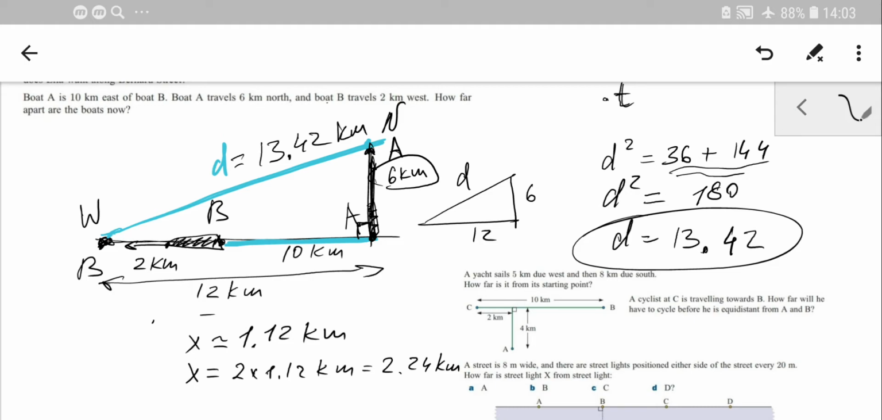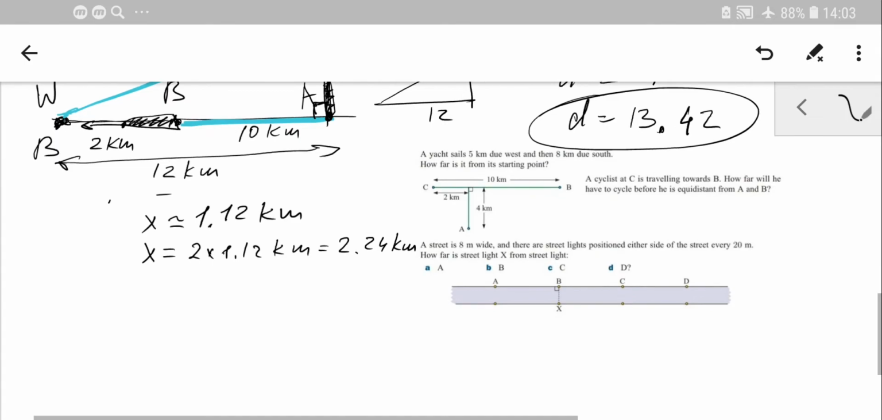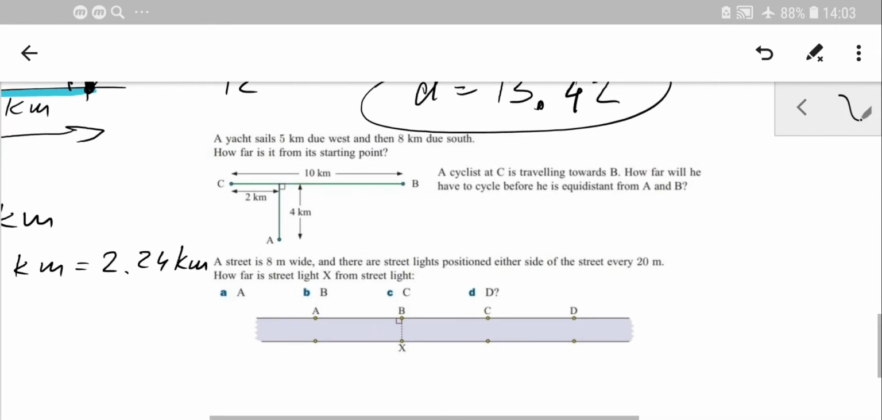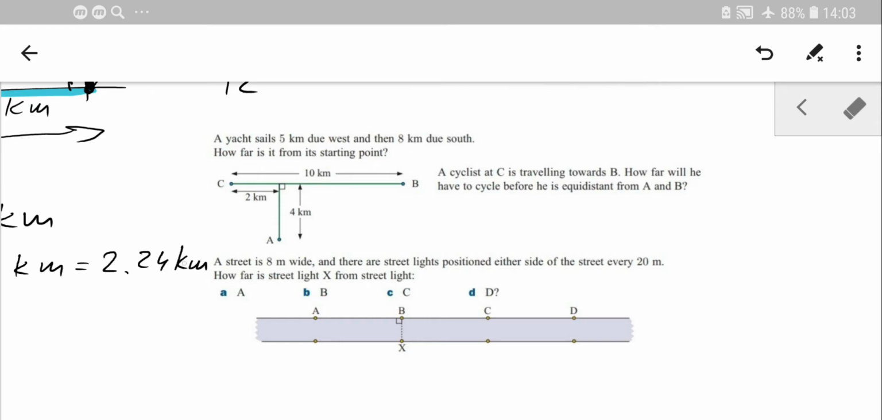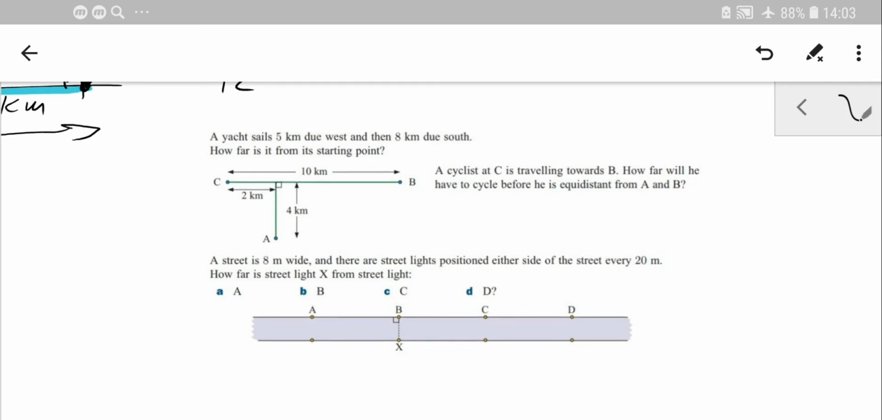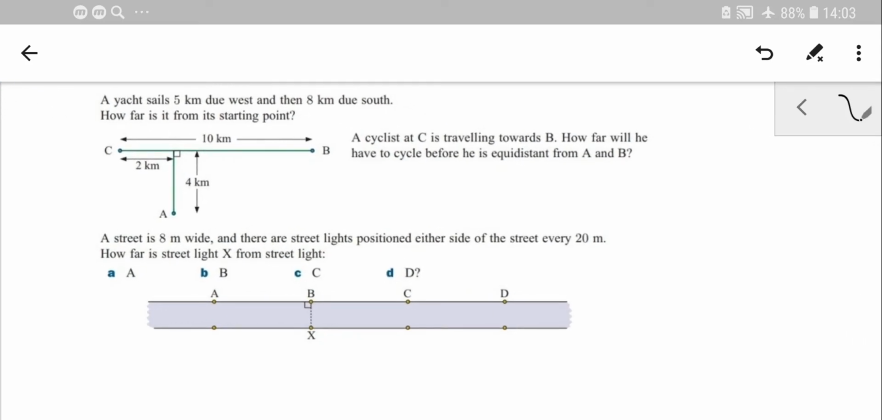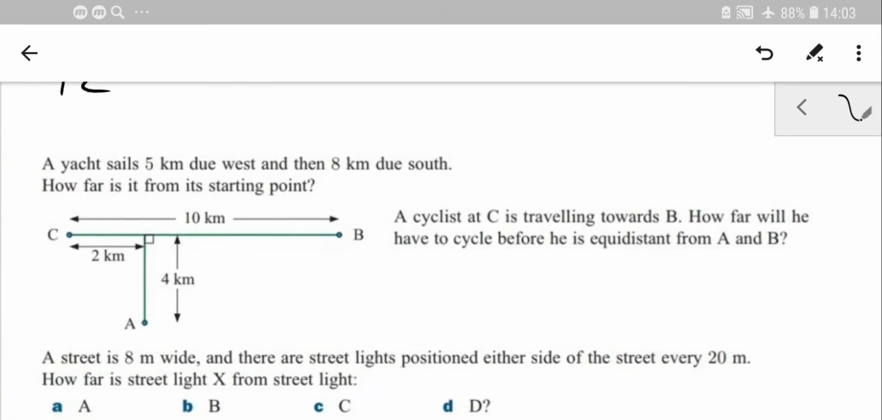All right, so here is the last block. I think we can cover it right now, because I promised it's the last video. Okay, a yacht sailed 5 kilometers due west and then 8 kilometers due south. How far is it from the starting point?